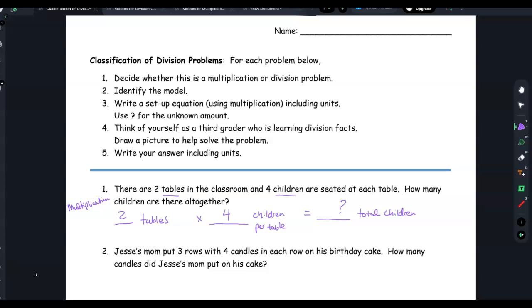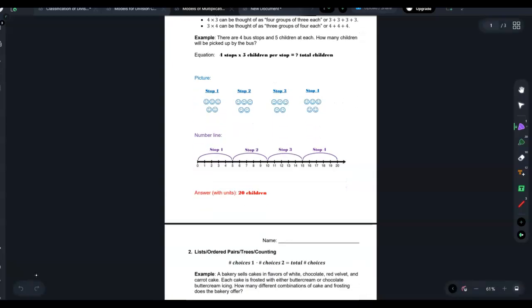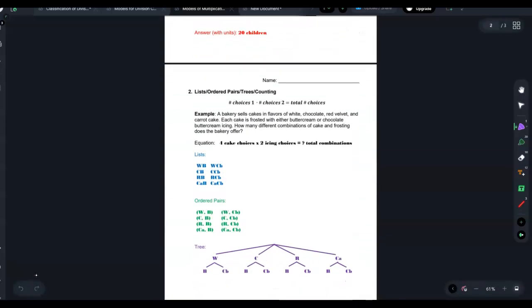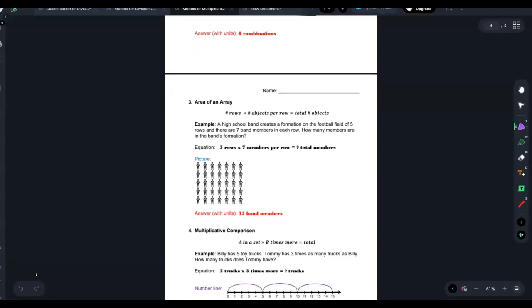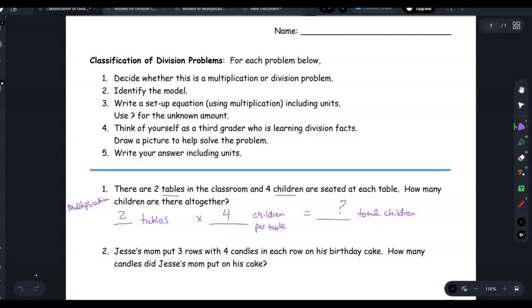And then we need to identify the model. So if we go back and look at our models of multiplication, we had repeated sums, which we also call groups of objects. We had our lists or counting model. We had area of an array, and then we had multiplicative comparison. And so this one is the most common, the repeated addition, or typically I'll call that groups of objects, but it's the same thing as the repeated sums or repeated addition.